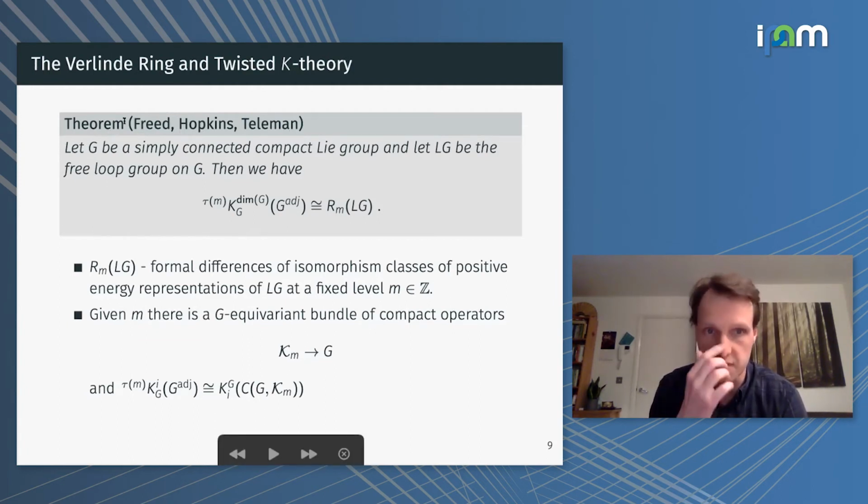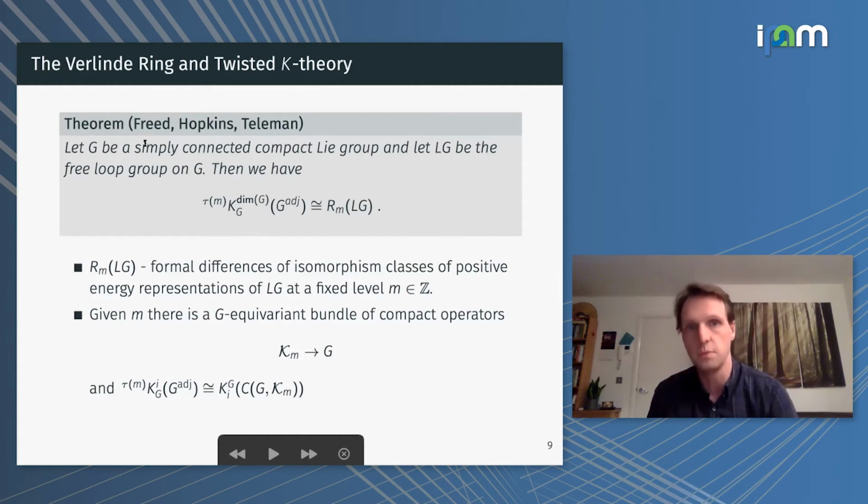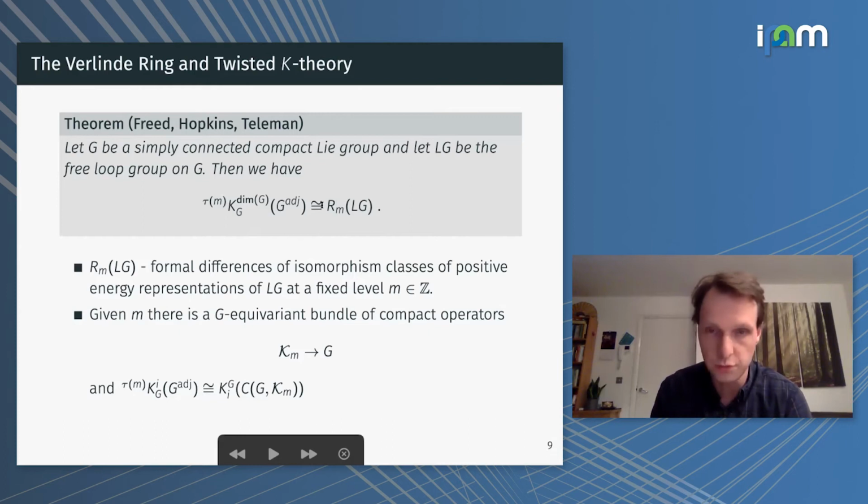And this is on this slide here. So what they proved is that if I have a compact, simply connected Lie group, and if I take the free loop group on my group G, then I have an isomorphism between this thing here, which is called the Verlinde ring of the loop group at level M. So these are formal differences of isomorphism classes of projective, positive energy representations of the loop group at a fixed level. So this denotes the level here.